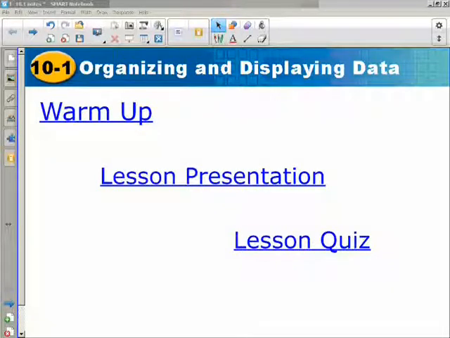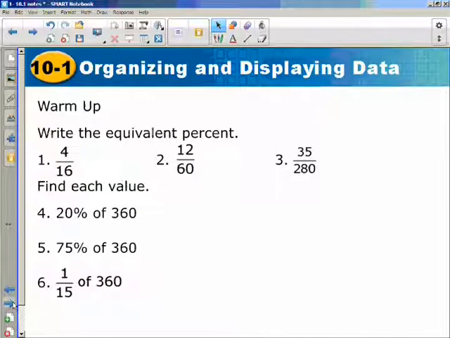Hello and welcome to our first lesson of the last chapter for first semester. We're going to look at chapter 10, go through the first 4 sections, and then take our last test and start reviewing for finals. Section 1 is going to deal with organizing and displaying data. We'll start off with how to take fractions and turn them into percents.